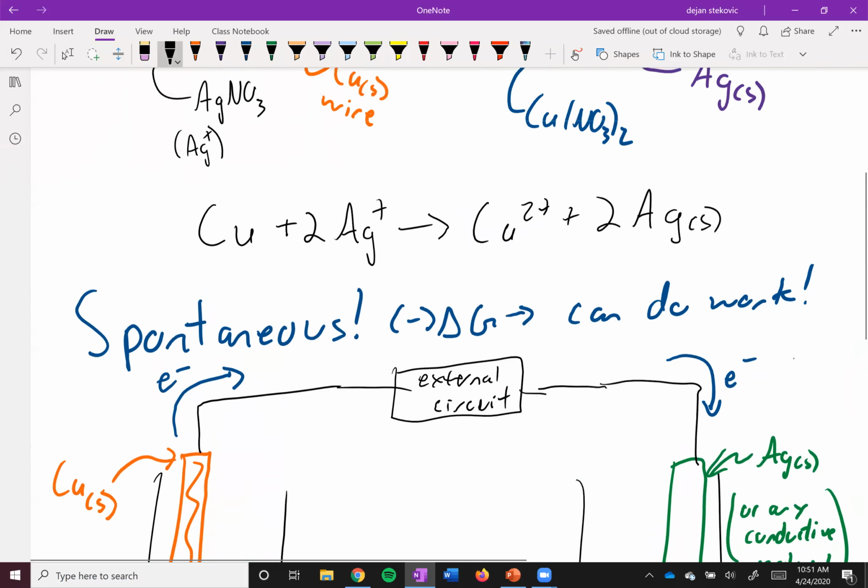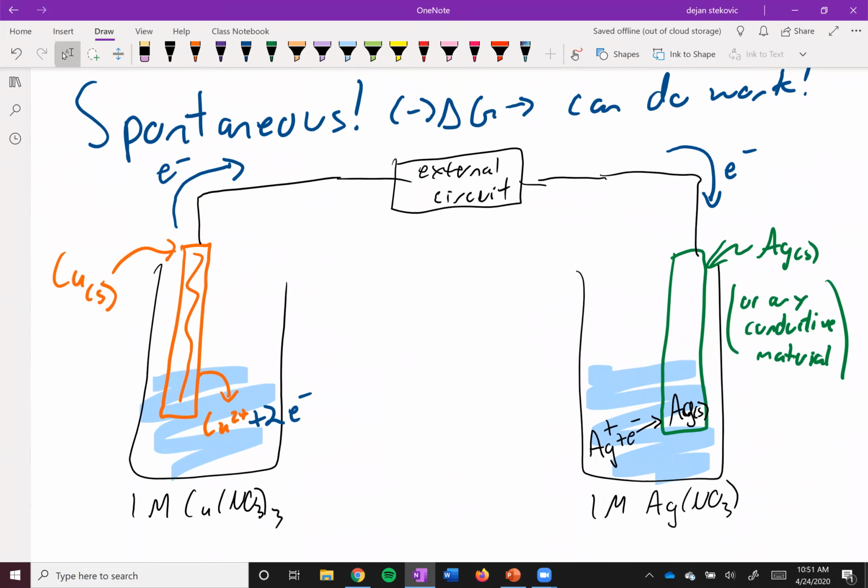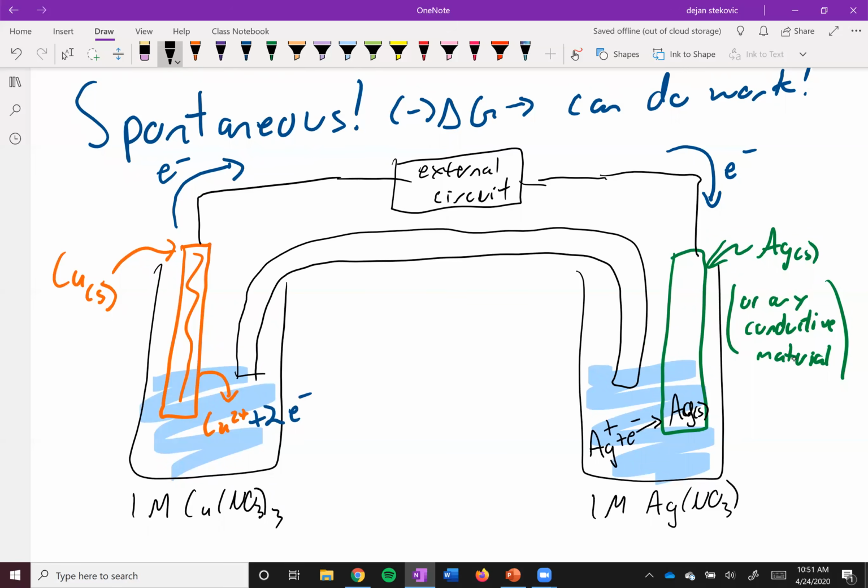So you can see we've got the same reaction we had up here, except now we've separated it into 2 cells, and we've put an external circuit in between to extract work. The last thing you need for this cell to work is what's known as a salt bridge. Remember, you can't isolate charge. Everything has to be nicely balanced. So if we're having electrons move in one way, we have to allow the charge to be balanced. This salt bridge is just salts in it.